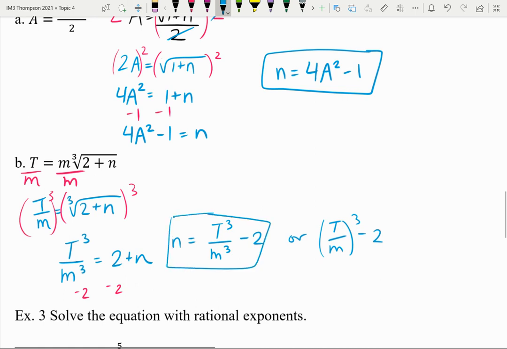So this answer could be written two different ways that are obvious to me. I can either do n is equal to t cubed divided by m cubed minus 2, or you can leave the t and the m in parentheses and then cube the whole fraction minus 2. Either way, they're the same. We have a cubed root, so the inverse operation is to cube it. And then I just subtract the 2.